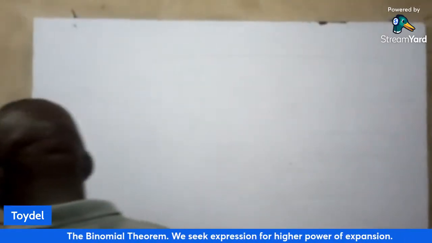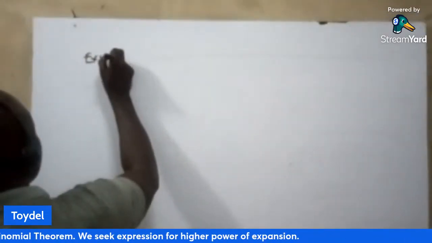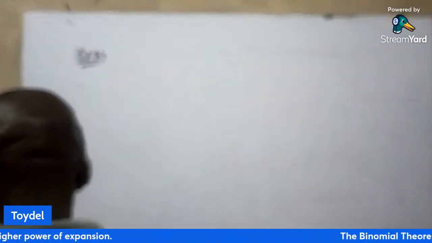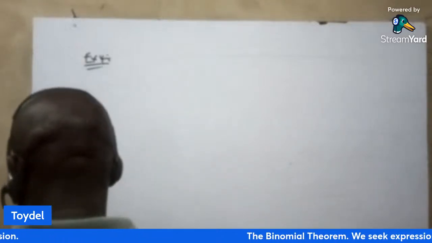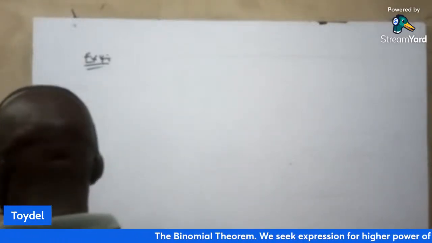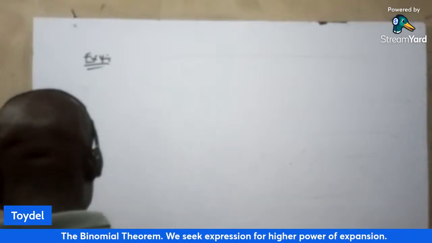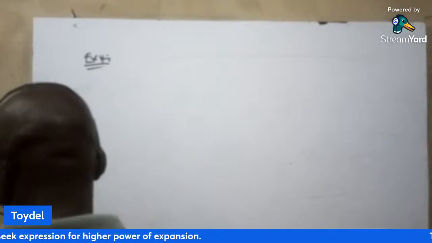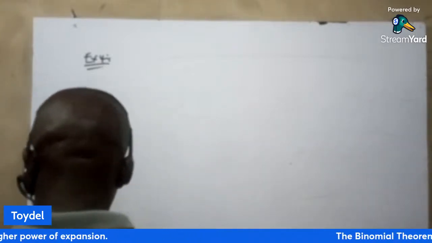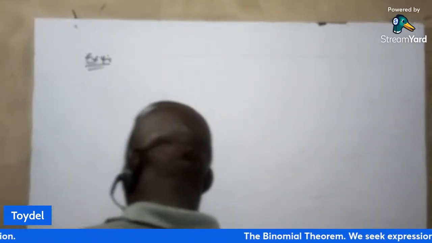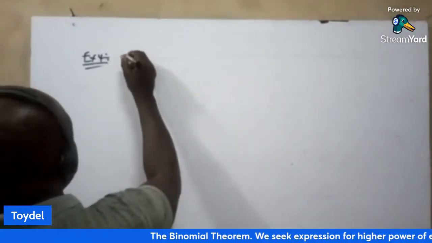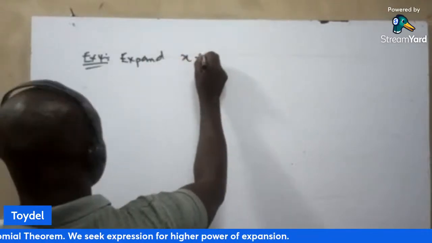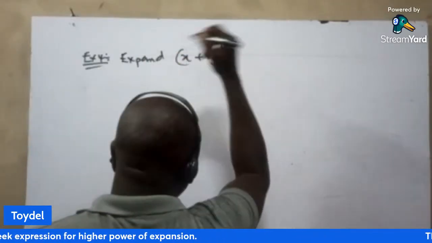Let me use the first example that I gave, before I take any other example here. Let me check the first example. Let me just say, expand x plus 2y, everything raised to power 4. This is the first example that I gave.